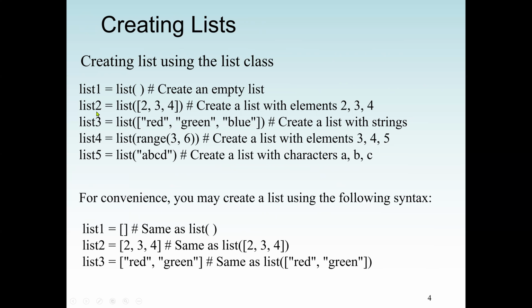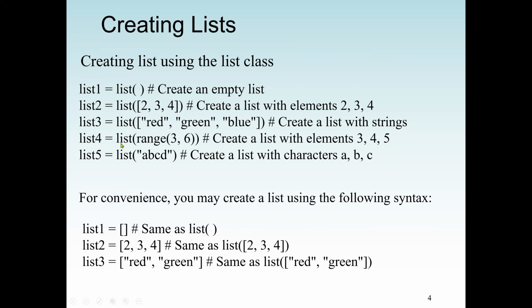Next we create list2. We can create a list and specify the items inside. Here we have 3 elements, which are 2, 3, and 4. One thing we should know is that all the elements in the list should be the same data type. Next we have list3. All the items are strings. We have red, green, and blue.